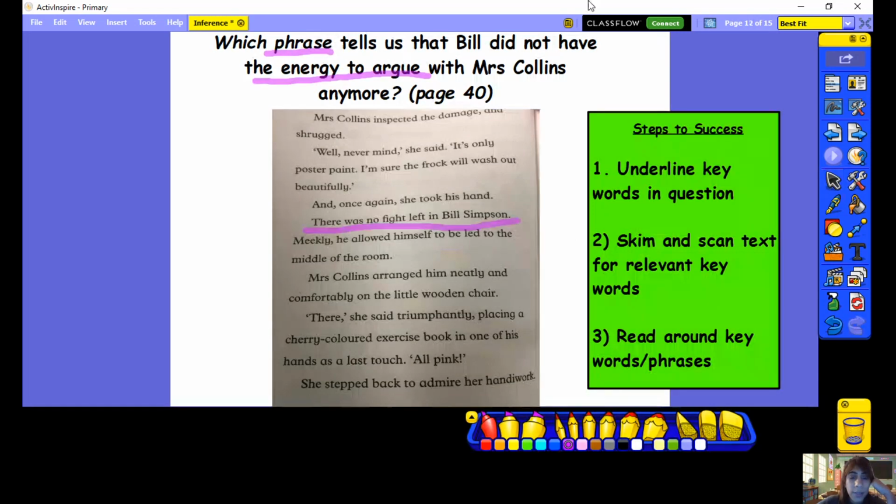Okay, so that is quite similar to the fact that he had no energy to argue. Which phrase tells us that Bill did not have the energy? So it was, there was no fight left in Bill Simpson. The question was asking me for what phrase, not why was he out of energy, just what phrase tells me that, and that is there was no fight left in Bill Simpson. So my steps were to underline the keywords in the question, skim and scan the text, and read around that to make sure that I get my answer.